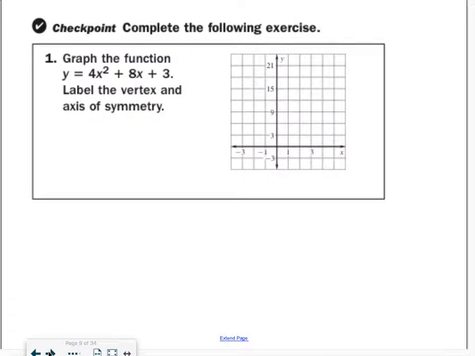So take a few minutes and try that for this checkpoint. You can pause the video and then I will show the key.